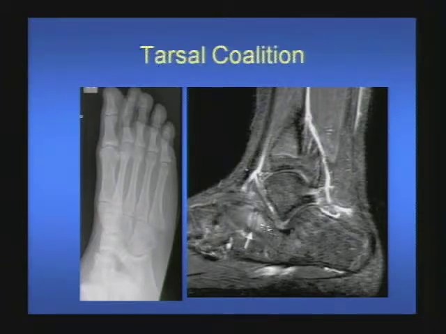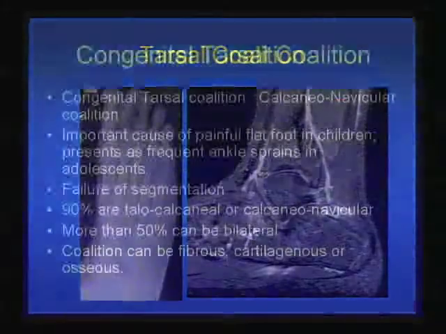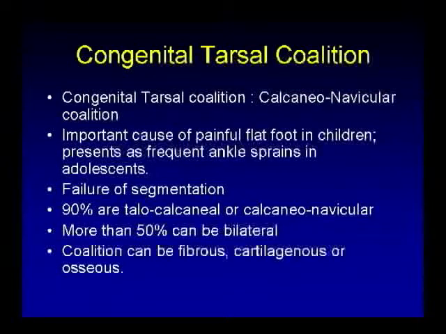The STIR sagittal image of the foot shows increased signal at the calcaneonavicular joint and in the marrow adjacent to the joint. This is an example of a non-osseous tarsal coalition, most likely cartilaginous. Tarsal coalition is basically an anomaly of segmentation of the tarsal bones. Very rarely it can also involve the carpal bones.